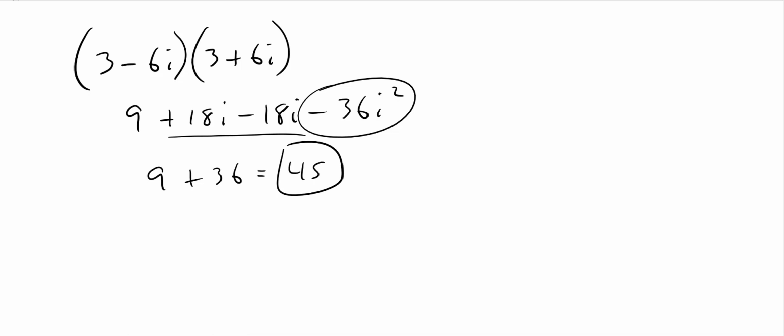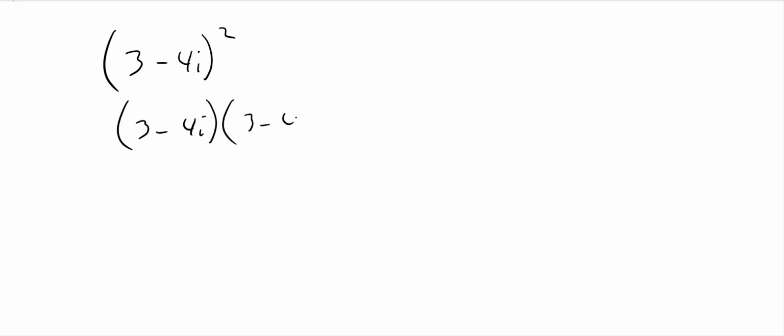What happens if I get a problem like this? (3 − 4i) quantity squared. What do you do with that? You guys should know you have to write it twice. If you don't write it twice, it's completely wrong. If you square the 3 and square the negative 4i separately, it's completely wrong. You have to write it twice. So (3 − 4i)(3 − 4i).